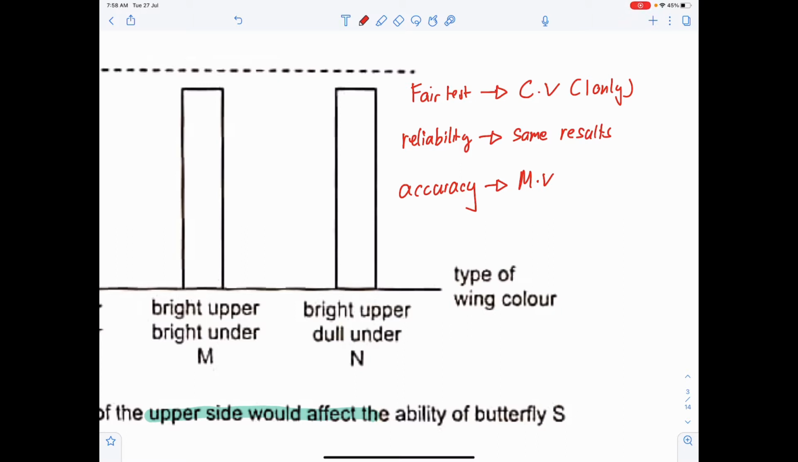Reliability means that can you repeat the experiment and get very similar results. In fact, the best is if I repeat it 10 times and I take the average, the results are all the same. So in fact, don't even take average because all the same. That is reliability. Means that the results are reliable. There's very little human errors in it. Accuracy's got to do with obtaining the measured variable.